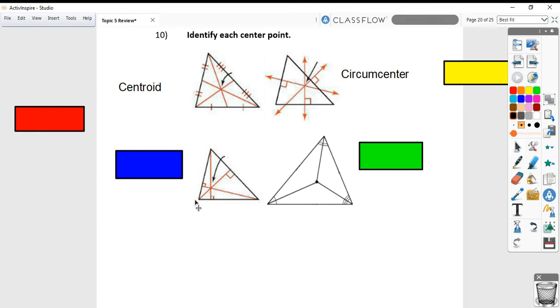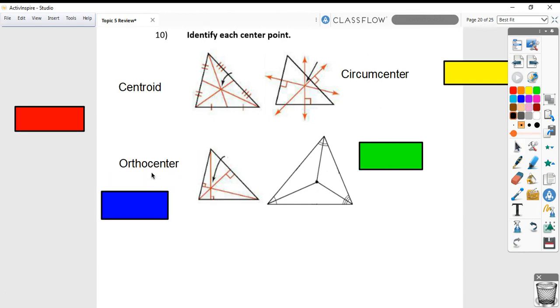This right here, these are altitudes. It connects the corner to the opposite side and it makes a right angle. It just goes from the corner straight down and it makes a right angle. That would be altitudes, and that means this is the orthocenter. These lines right here in the middle of this one are angle bisectors. If those are angle bisectors, that means this point where they meet is the incenter.